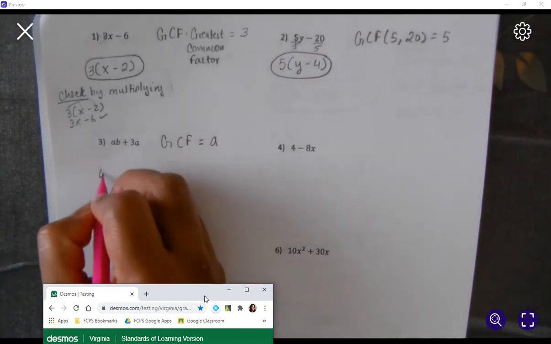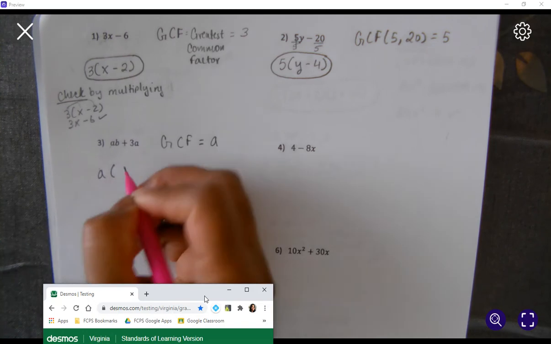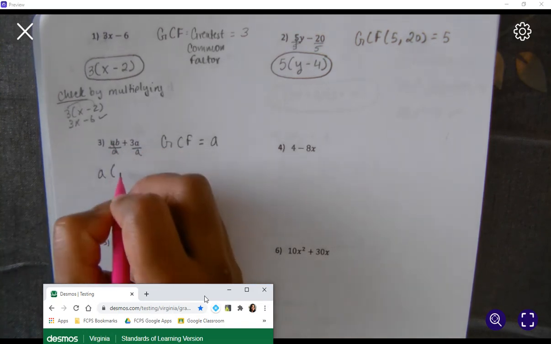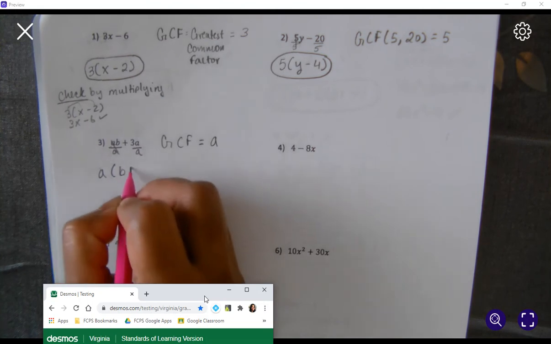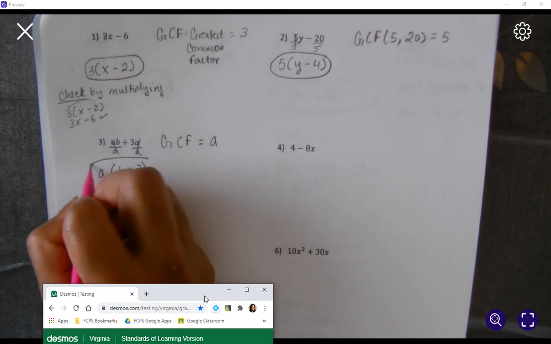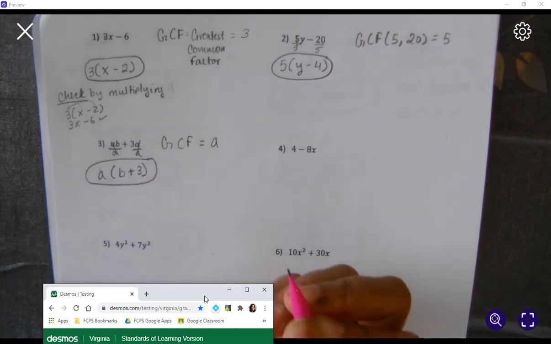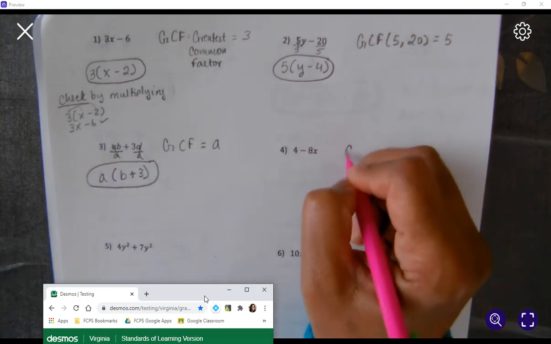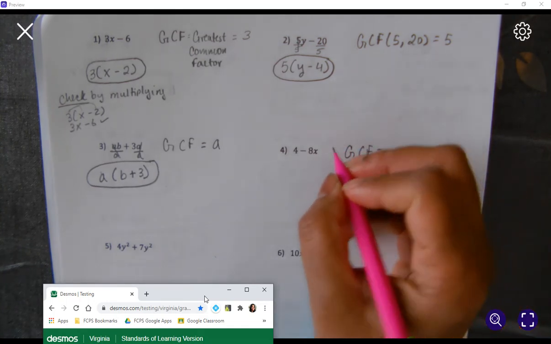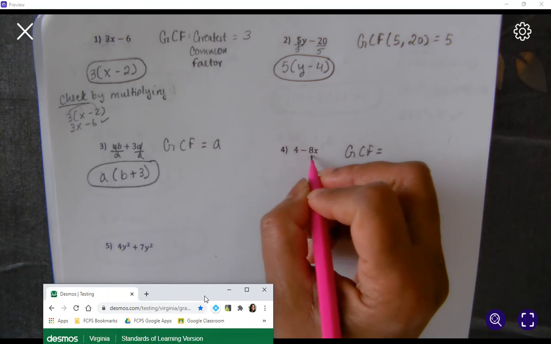Okay, so now I'm going to put that greatest common factor on the outside, and I'm going to then divide it up. So you have here b plus 3. Okay. Here, let me find the greatest common factor, GCF, between 4 and -8.